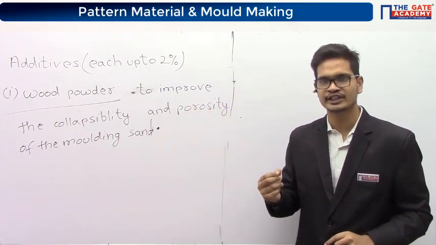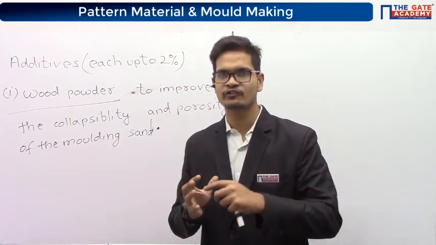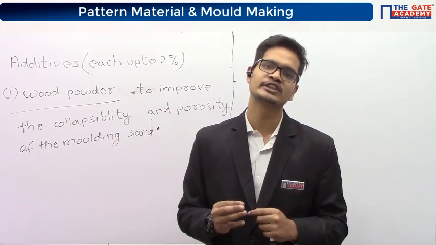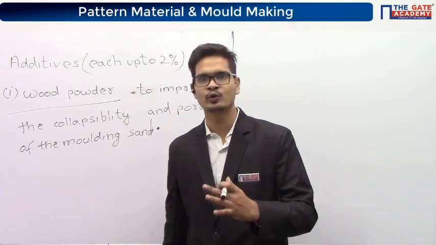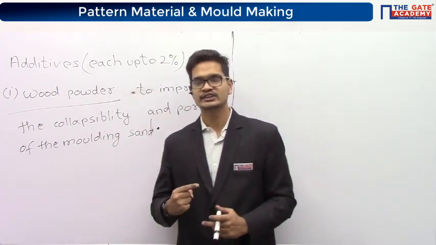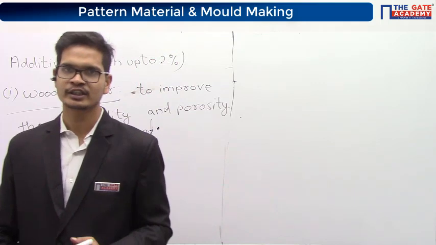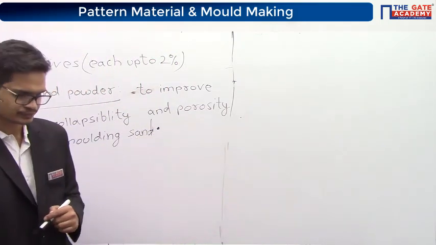And porosity. Porosity is needed so that whatever gases are formed, or if some air is present inside the cavity, these gases and the air can easily escape through the molding sand. That's why porosity is needed. Along with this, there is one more function of collapsibility.